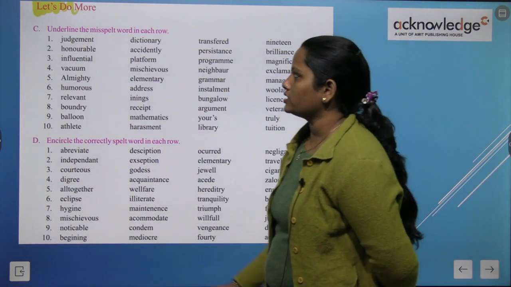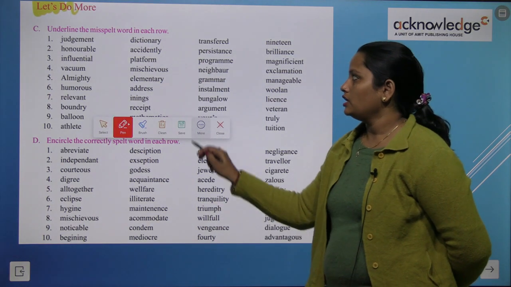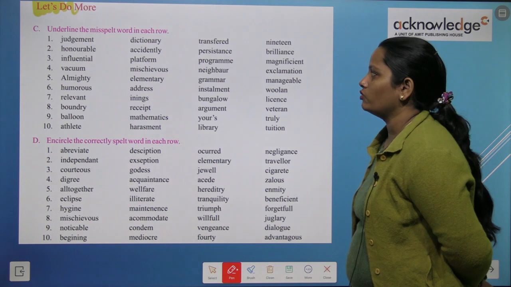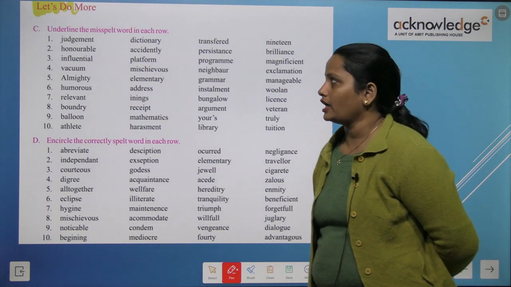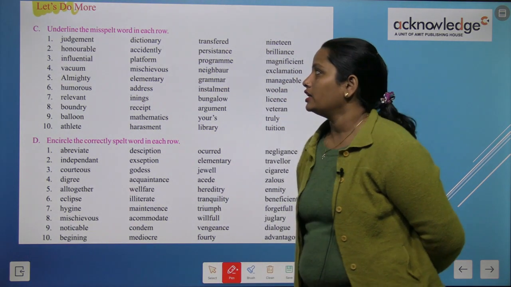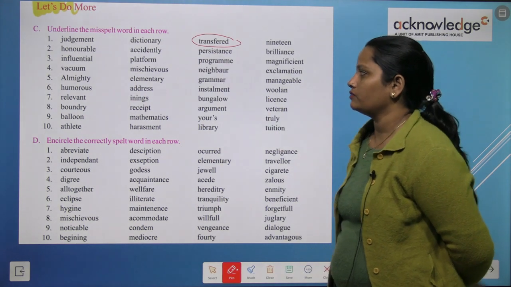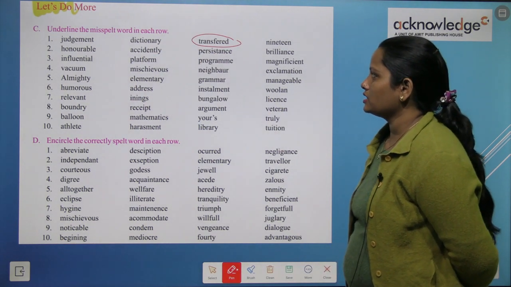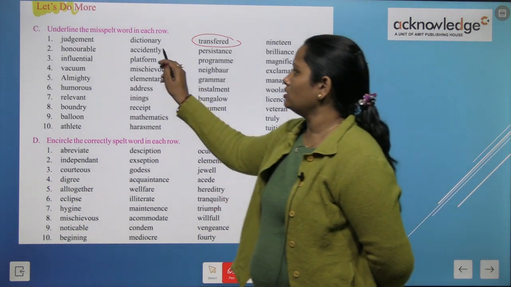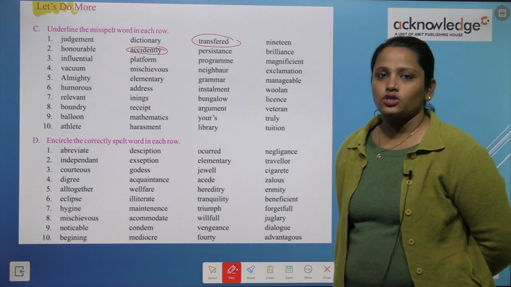Now let's do more. Here you have to underline the misspelled words in each row. So हर row में एक misspelled word है, means wrong word है. So we have to underline that misspelled word. So first here we can see judgment. It's correct. Dictionary, transferred and 19. So this is wrong here. Honorable, accidentally, persistence and brilliance. So here this is wrong. Like this, complete the rest of the work.